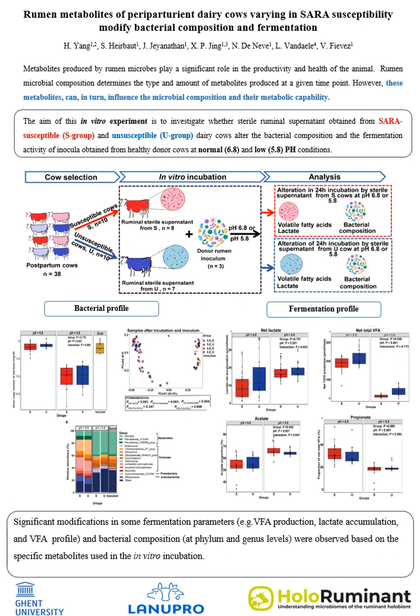The microbial composition of the rumen determines the type and amount of metabolites present in the rumen. However, vice versa, it is possible that the metabolites present in the rumen change the microbial composition. In this in vitro study, we tested this hypothesis. Metabolites produced by microbes may alter the microbial composition and their metabolic capability.